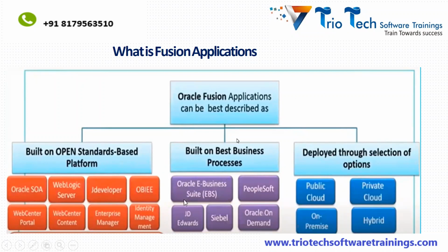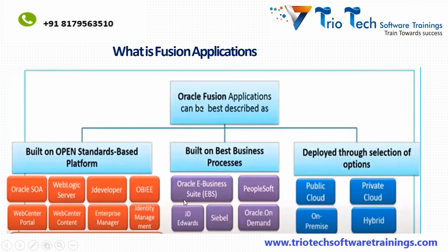As we see in this example slide, Oracle Fusion applications can be described as one of the things is built on open standards. So that is an advantage. For example, it involves Oracle SOA, a WebLogic server, JDeveloper. I will go into the details at a later part, but now I just want to give an overall picture. OBI, it has a different open standards platform. So all these are built together on open standards platform.